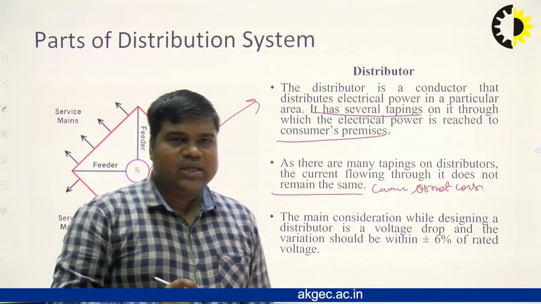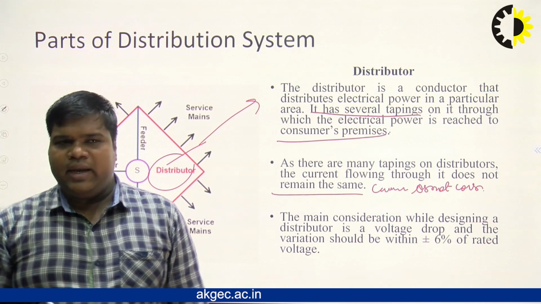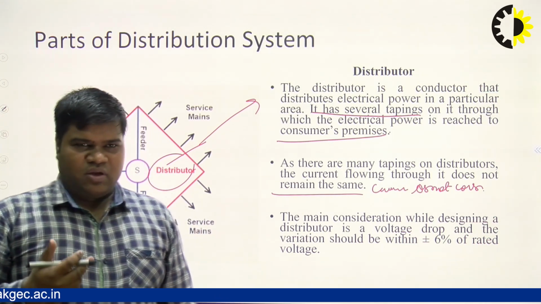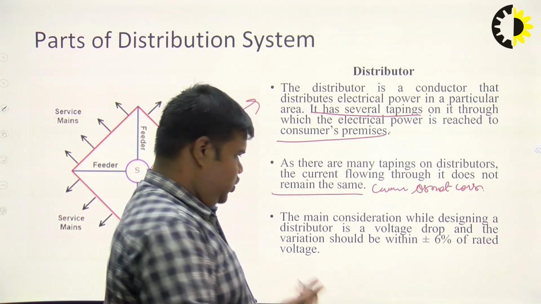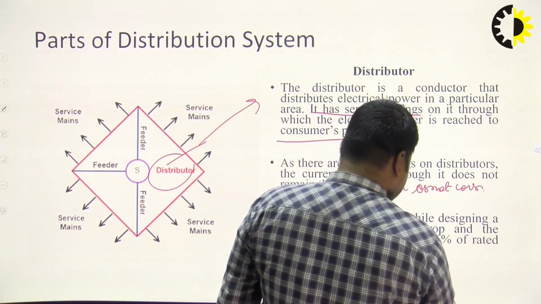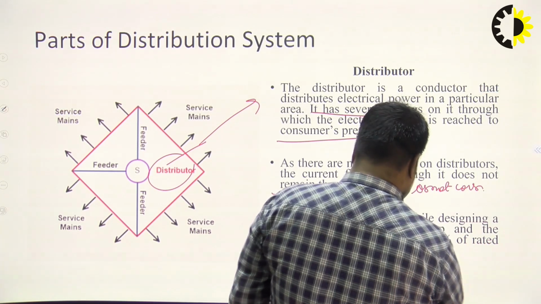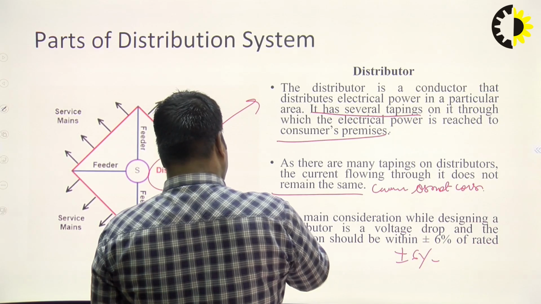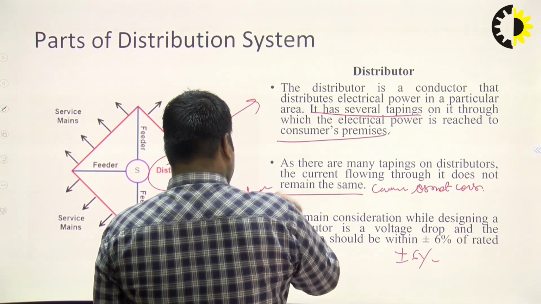The main consideration while designing any type of distributor is voltage drop, and the variation should be within plus or minus 6% of rated voltage. So this is the key point which is to be remembered.